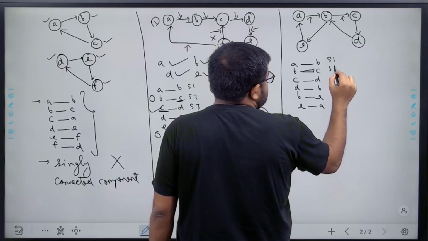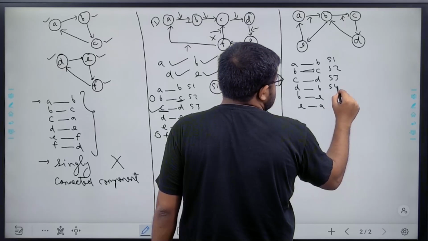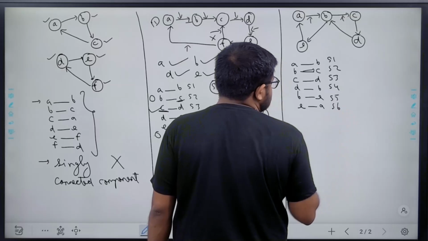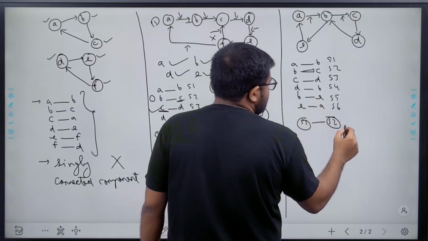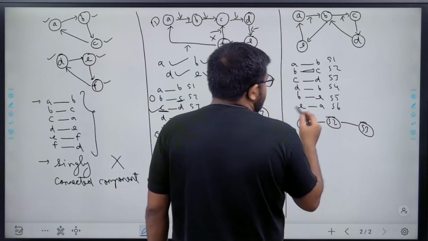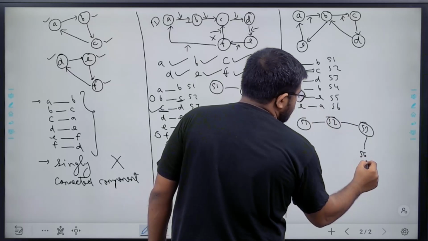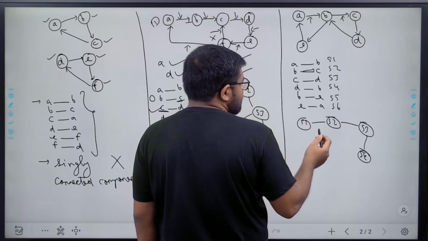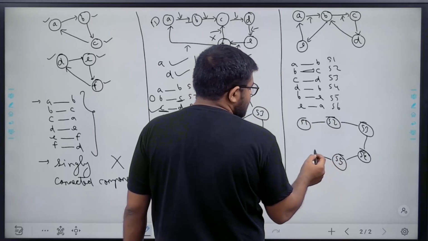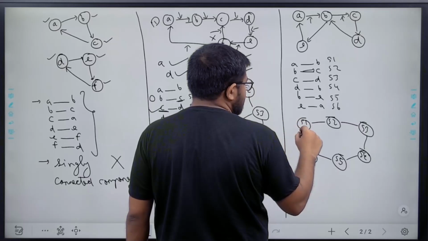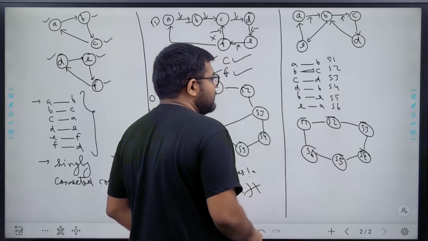So this is S1, this is S2, this is S3, this is S4, this is S5, and this is S6. Now S1 can be connected with S2, S2 can be connected with S3, S3 can be connected with S4, S4 can be connected with S5, S5 can be connected with S6, and S6 can be connected with S1. So this will form a complete circle.